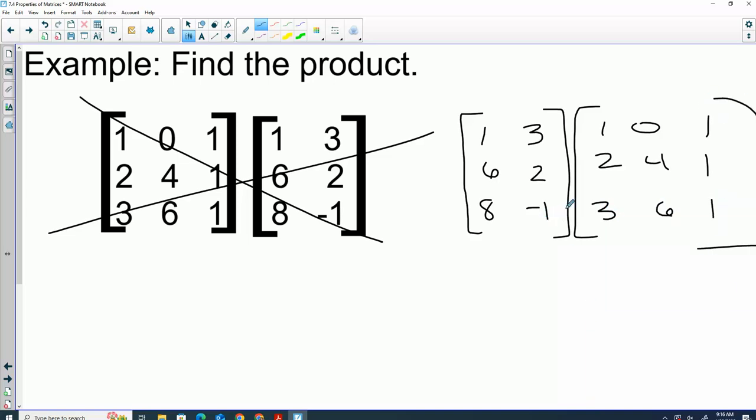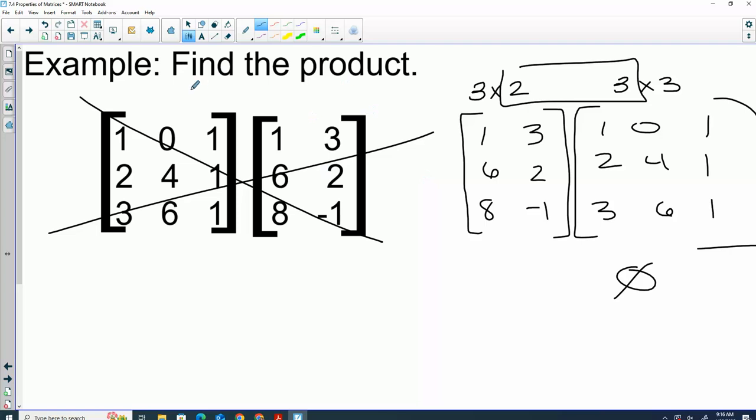If I write it like this, what's the size of my first matrix? 3 by 2. What's the size of the second matrix? 3 by 3. Can you multiply those? No. So what would I say? No solution. So if I flip that order, they can't be multiplied.